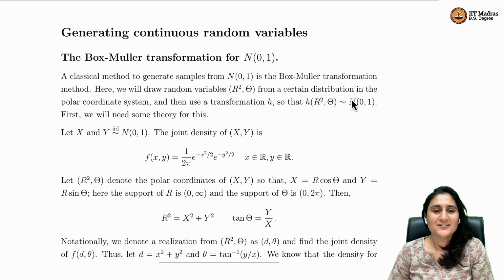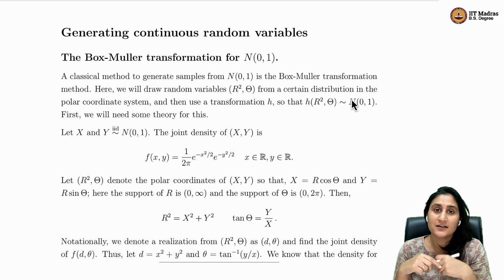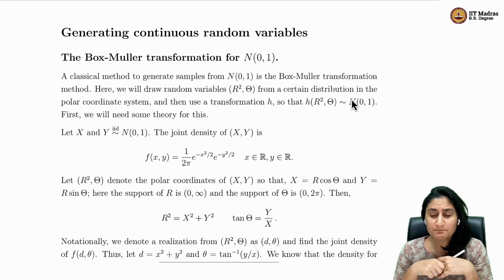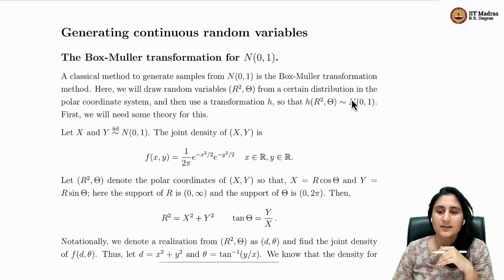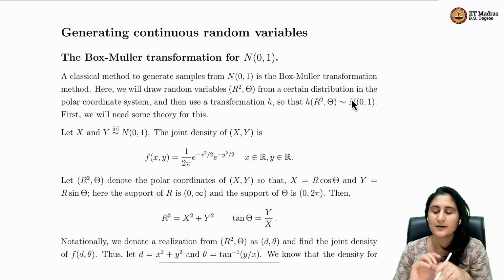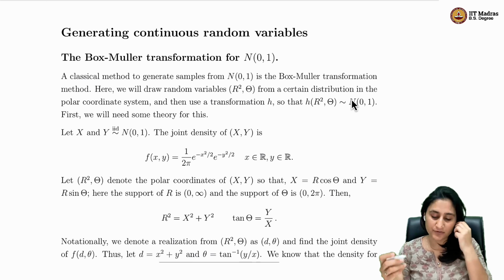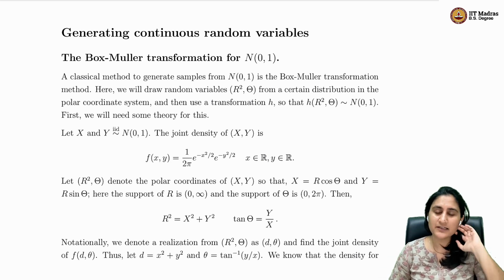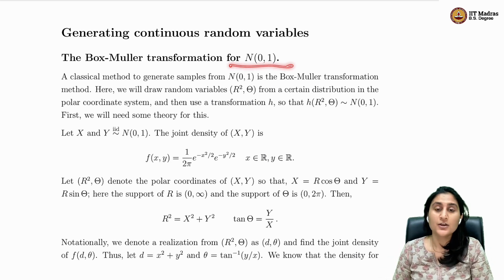Alright, so we are continuing our discussion about generating continuous random variables. Last time we stopped with the idea of discussing the methodology that we now know as the accept-reject algorithm, and we also learned how to generate samples from a standard Gaussian using the accept-reject algorithm.